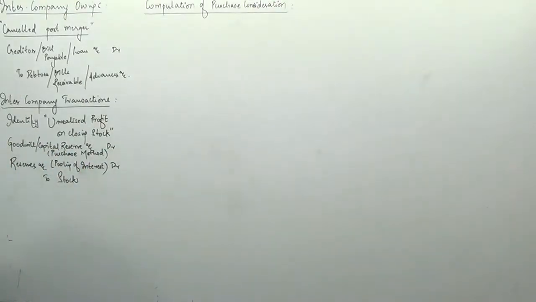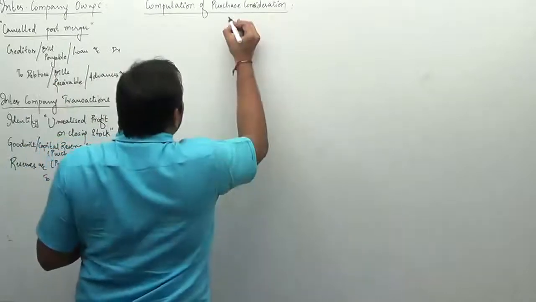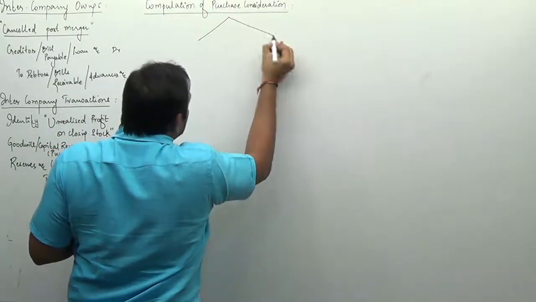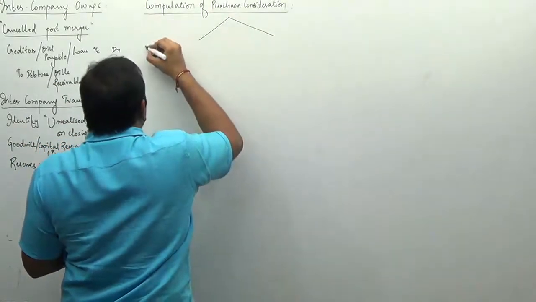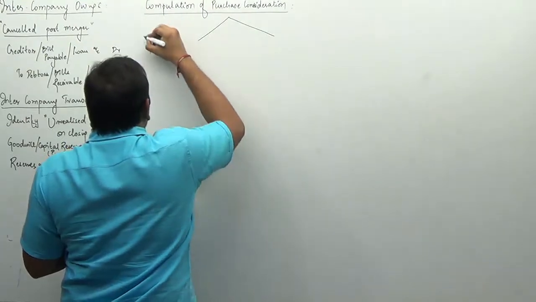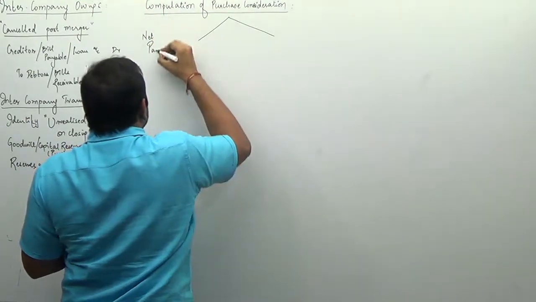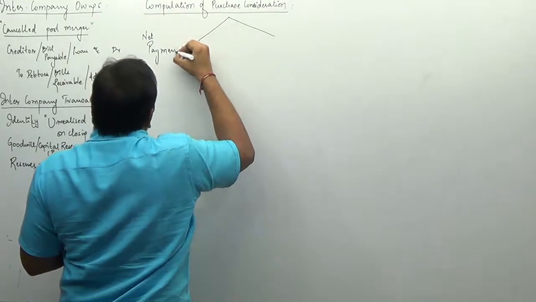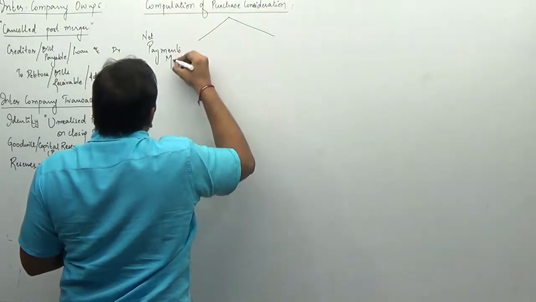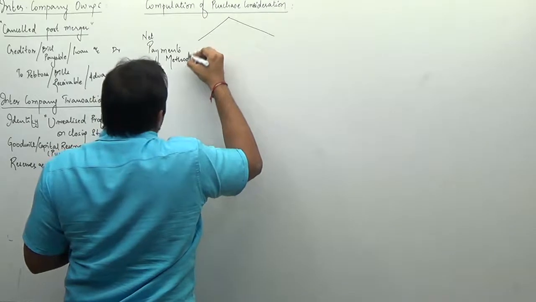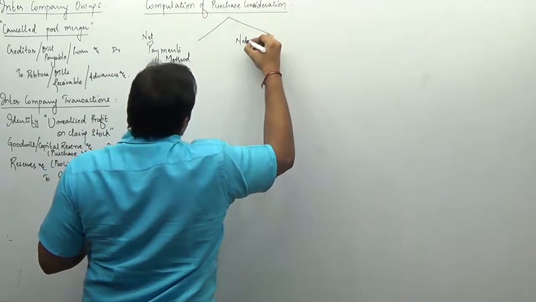This is what every question should start with: how to calculate the PC. PC computation methods, I'll broadly split into two types. We call them the net payments method and the net assets method.